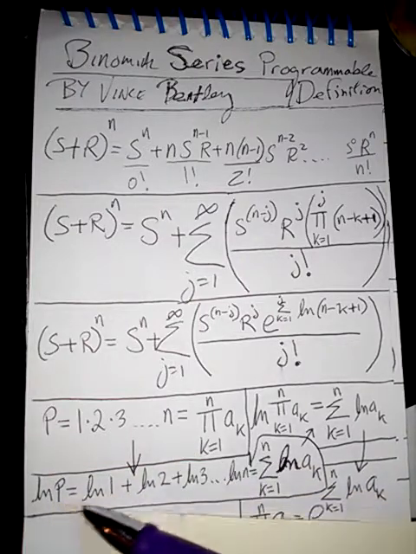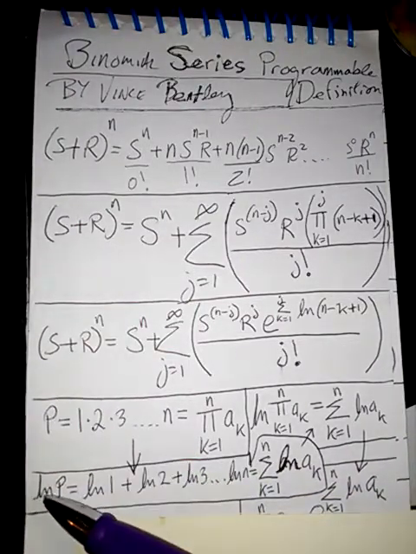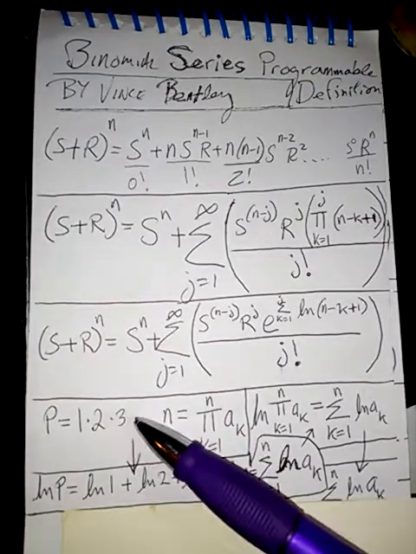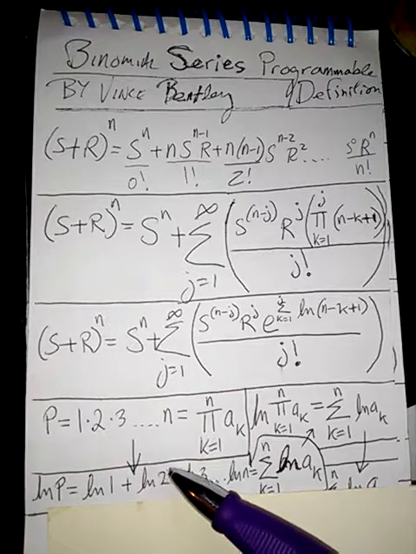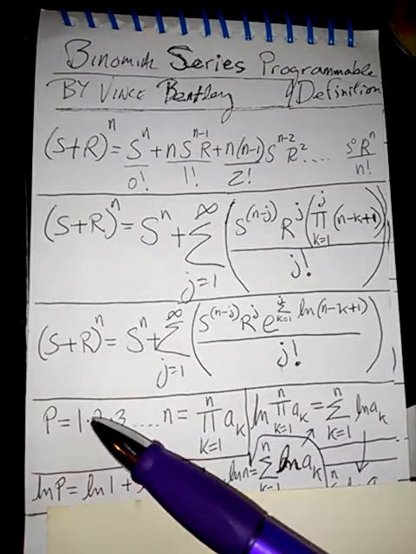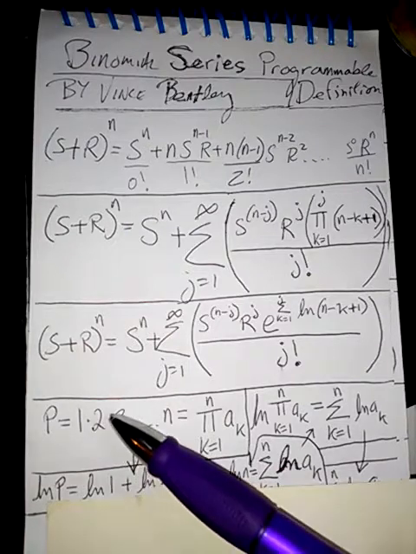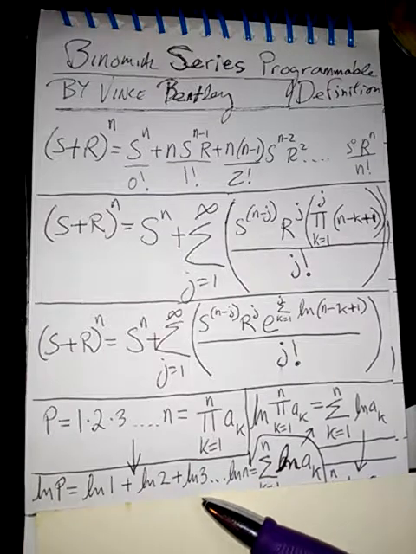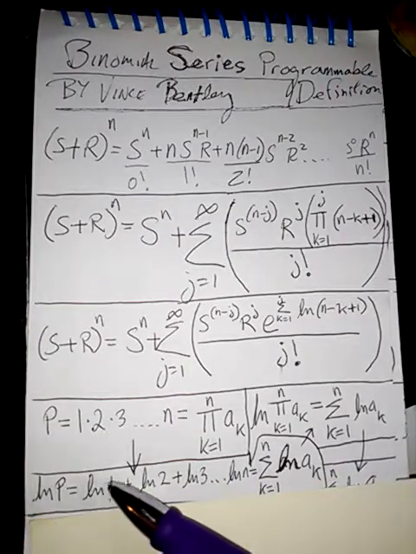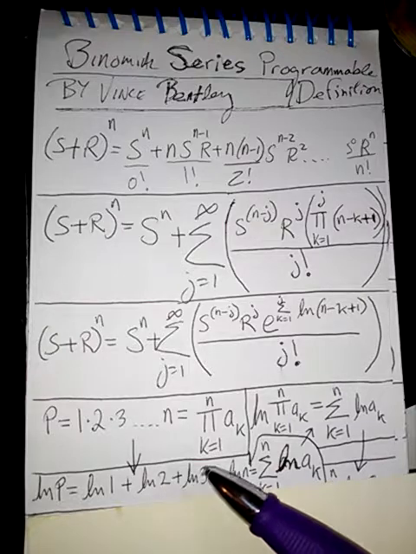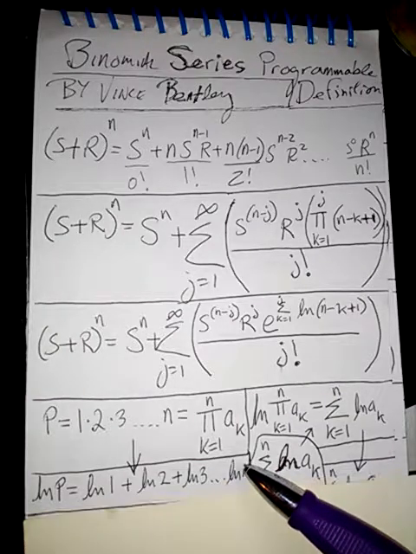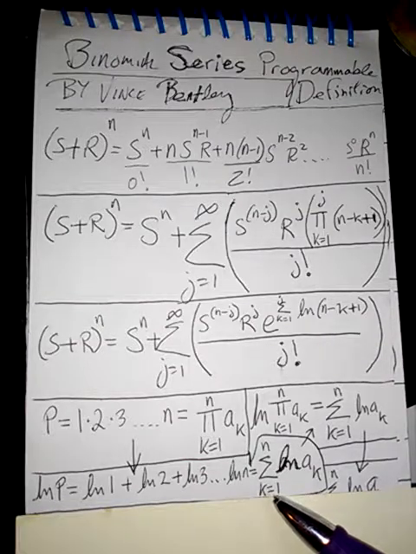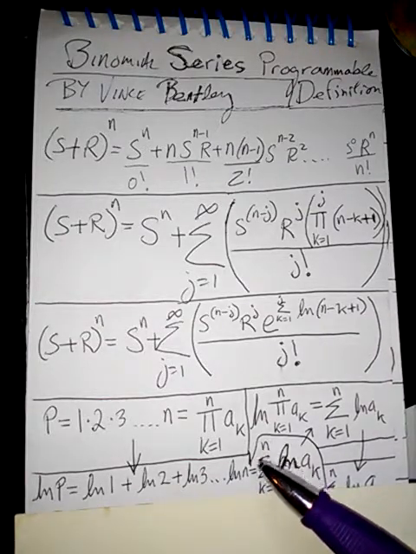What we notice here is if we take the natural log of this, we'll get the natural log of the product. Of course, things that are multiplied, when you take the natural log, become a series of natural logs. So it'll be the natural log of 1 plus the natural log of 2 and so on. This is a property of natural logs. I assume you know that. So notice that the natural log of p will equal natural log of 1 plus natural log of 2 plus natural log of 3 all the way to natural log of n. Well, that's the same as saying k will equal 1 to n.